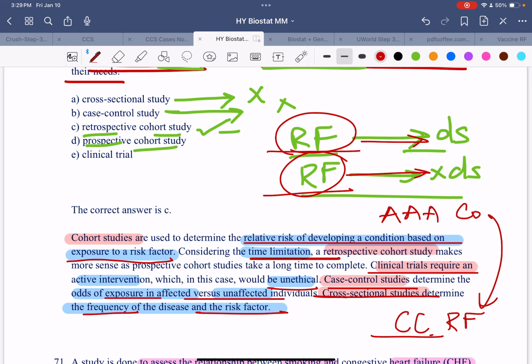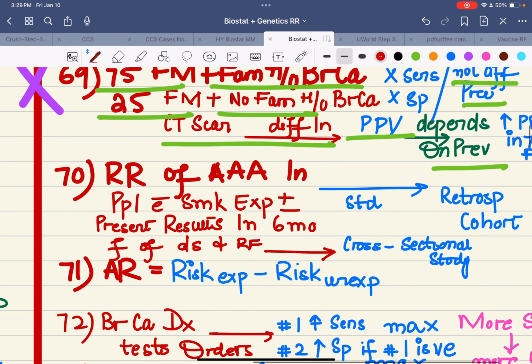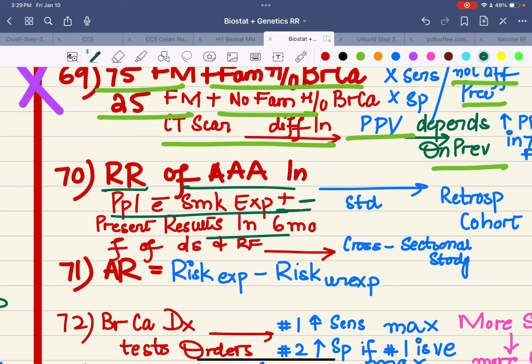But over here they want to see the effect of exposure to smoke, no exposure to smoke, and then they want to see who developed the disease. So the most time efficient way would be to actually do a retrospective cohort. So if we want to find out the relative risk of abdominal aortic aneurysm in people who have been smokers and some who have not been smokers, and they want to present the result in 6 months, they basically will have to do a retrospective cohort. Whereas if you want to find the frequency of disease and the risk factor, or just the prevalence of the disease, then this will be a cross-sectional study.